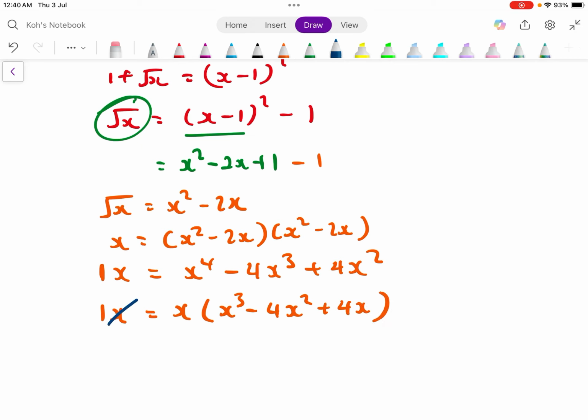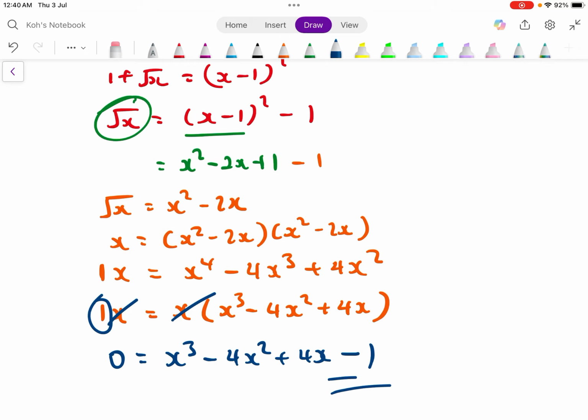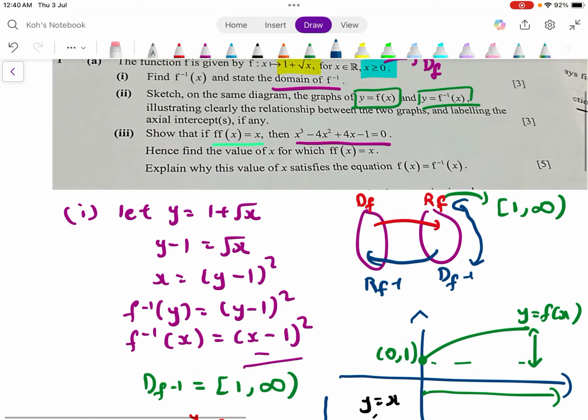So you can see that I can cancel the x here, cancel the x here. But nevertheless, there's still a 1 here, so you need to move the 1 to the very right hand side. So this will give you 0 equal to x cubed - 4x squared + 4x - 1. So this is the form that they want. So that is for the very first part.